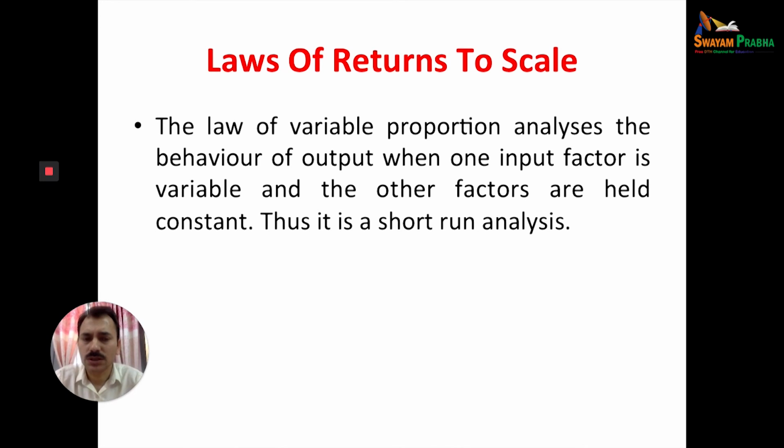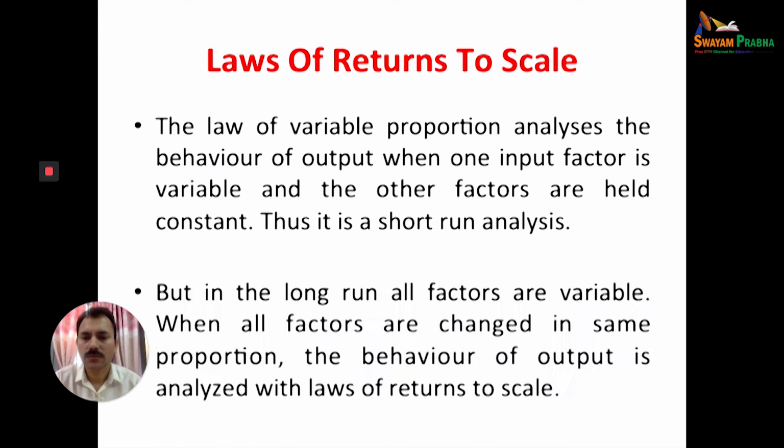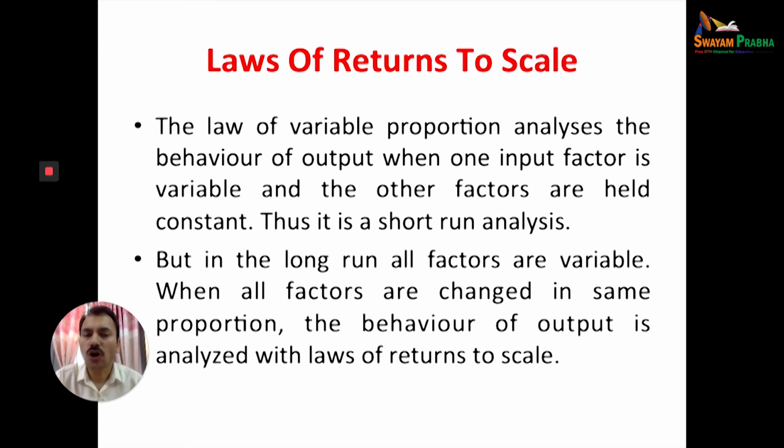The law of variable proportion analyzes the behavior of output when one input or factor is variable and other factors are held constant. Thus, the law of variable proportion is applicable in the short run. But in the long run, all factors of production are variable. When all factors of production are changed in the same proportion, the behavior of output is analyzed with the help of returns to scale. When all factors of production vary, then the law of returns to scale is applicable.